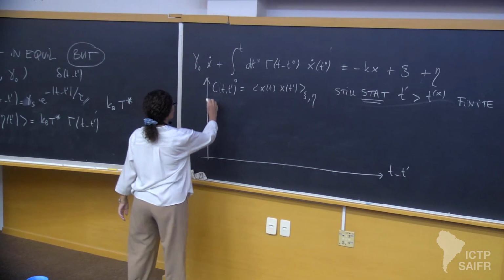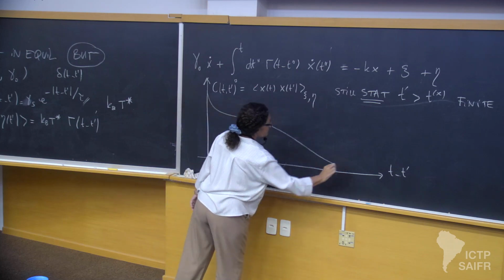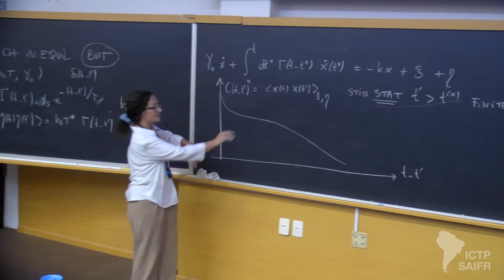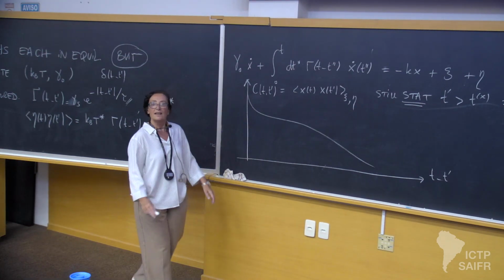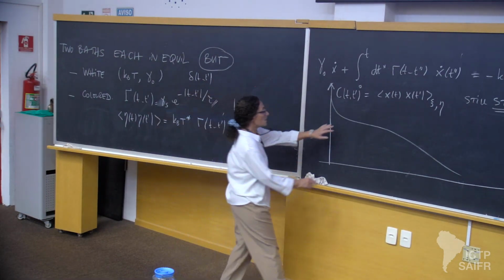And what I will see is I will see it decaying in 2 steps. I will see something like this. I'm not putting the scales of the axis. I don't want to discuss so much the functional form. It can be very complicated. But there will be one first decay.